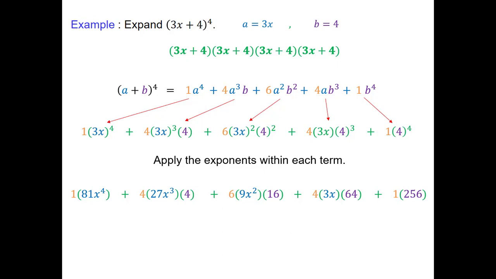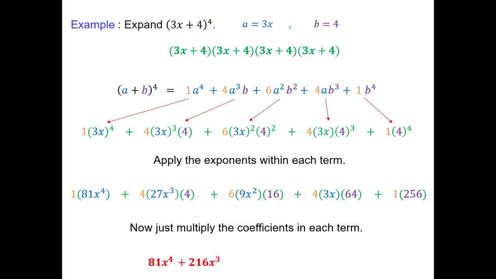So now I see no more quantities that I have to raise to exponents. At this point, we simply multiply the coefficients in each term, and therefore 1 times 81 gives 81x to the 4th. In the next term, we multiply 4 times 27 times 4, which gives me 432x cubed. The next term, 6 times 9 times 16, gives me 864. Notice that that gives me an x squared term as well. Next term, 4 times 3 times 64 gives 768x. And finally, 1 times 256 gives 256.